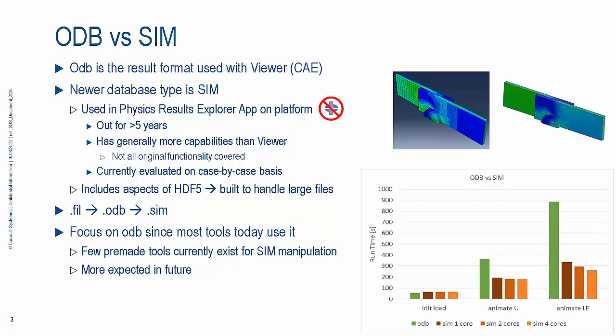You can see that we have the ability to multi-thread, to do multi-core on SIM databases, and even without that multi-core, it's much, much faster than the ODB because of the architecture of the database. So if you're working with very large models and running into these very long times, that might be an indication that the platform might be something to be interested in.